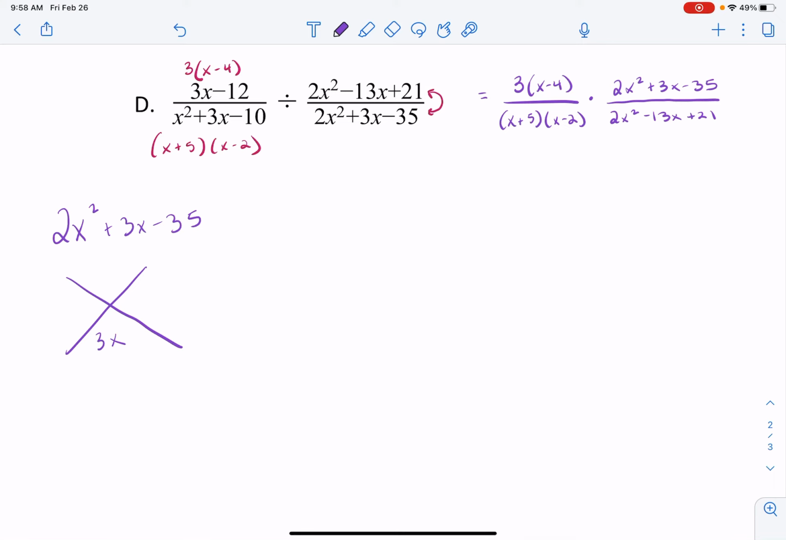2x squared times negative 35, that would be negative 70x squared. What multiplies to be negative 70 but adds or subtracts to be 3? So when I think about factors of 70, I've got 1 and 70, 2 and 35, 5 and 14, and 7 and 10. Ooh, how about 7 and 10? Right, because 10 minus 7 gives me 3, and 10 times negative 7 gives me negative 70. So I can put 10x and minus 7x.